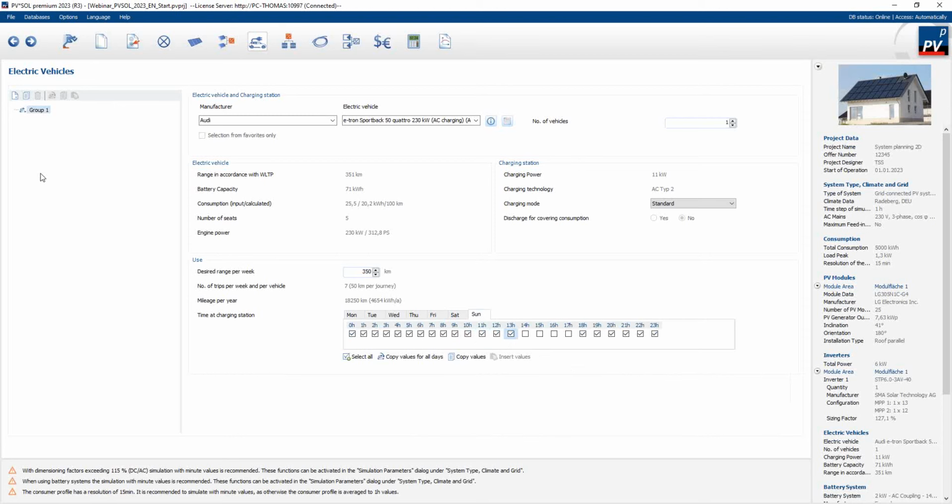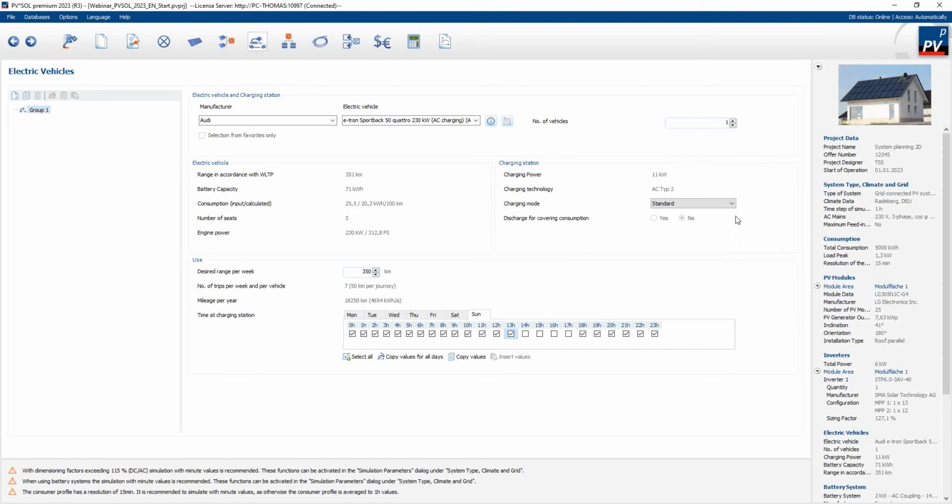On the left-hand side, you can see the group 1 as a kind of tree view. Here we can define different groups. This gives us the option to select the different types of cars. If we have different types of car, then we have to define different groups. Or if we have, for example, the same type of car, but we are at the charging station at different times or drive a different desired range, then we also have to define an additional group. So we can copy it or create a new one by using these icons or buttons above the tree view.